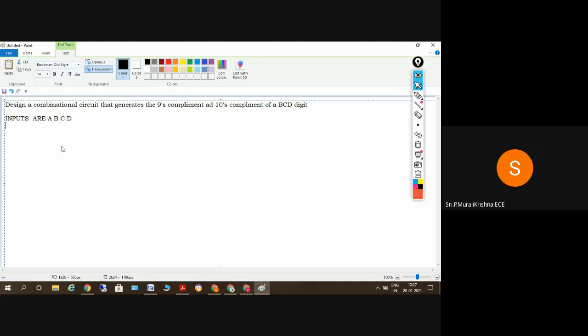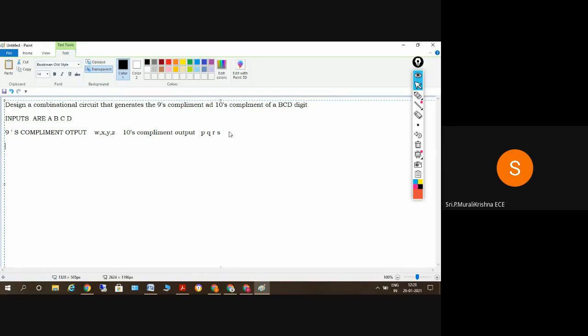Okay, and the nines complement outputs I'll take as small w, x, y, z, and the tens complement outputs I'll take as P, Q, R, S. Okay, so these are the inputs and these are the outputs. So the truth table is the important one.